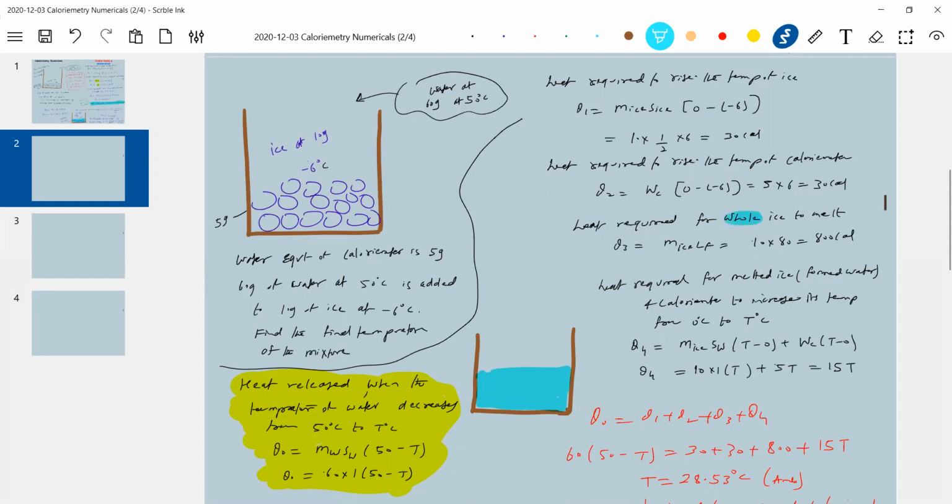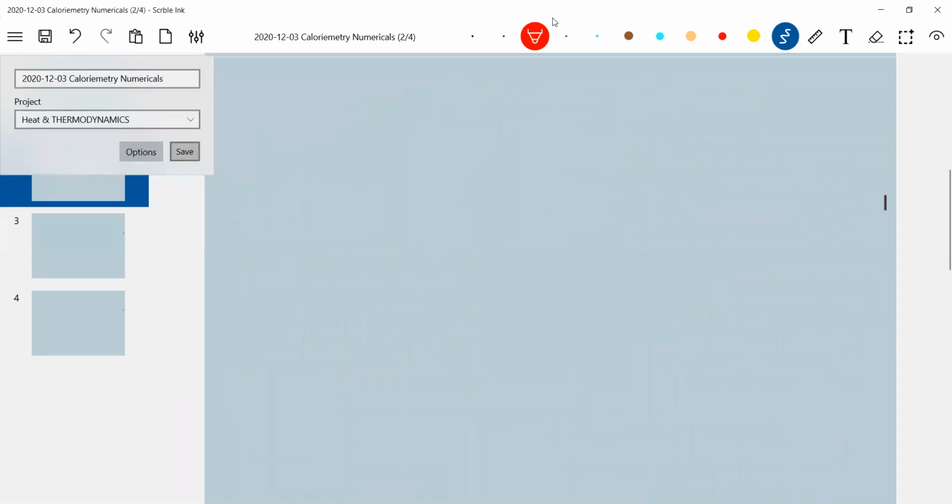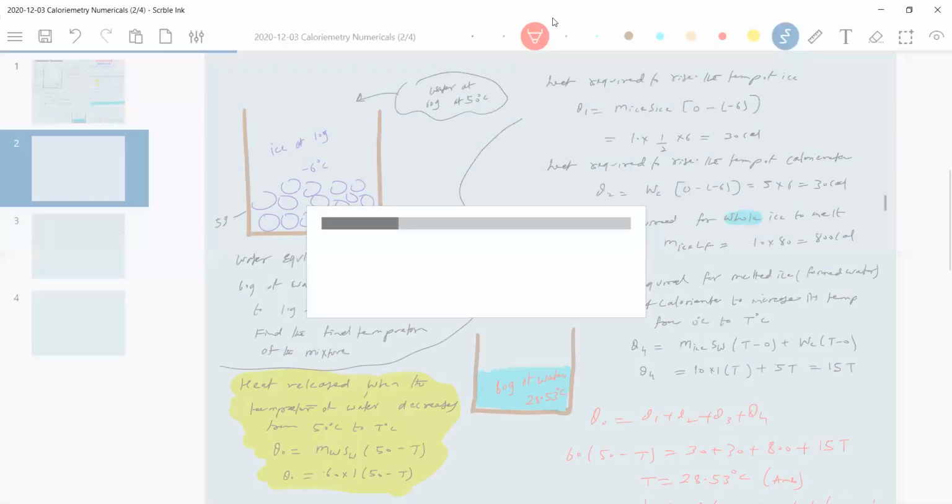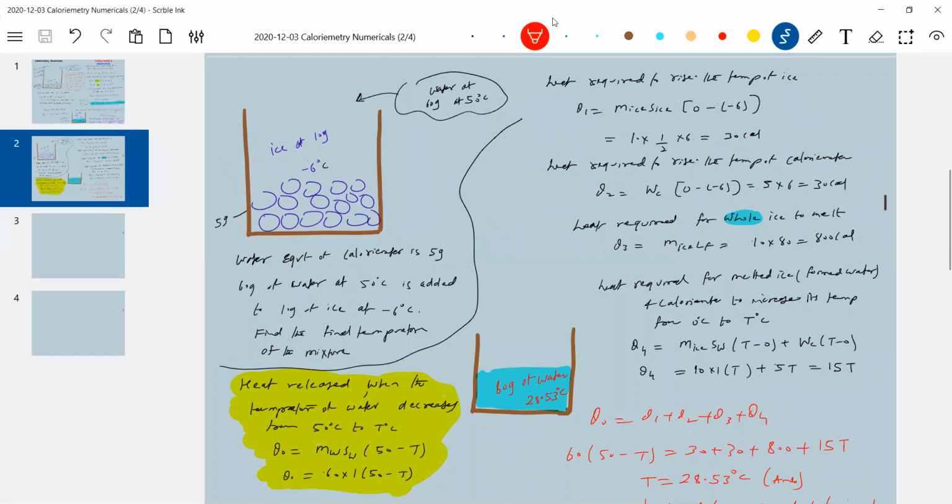So you can see I am using the word whole. 60 gram of water, and even the temperature of the calorimeter will also increase because it will also absorb heat, no? Sometimes the whole ice will melt, sometimes the whole ice will not melt, and sometimes the water will freeze. It can happen also. There can be a numerical of that kind also.